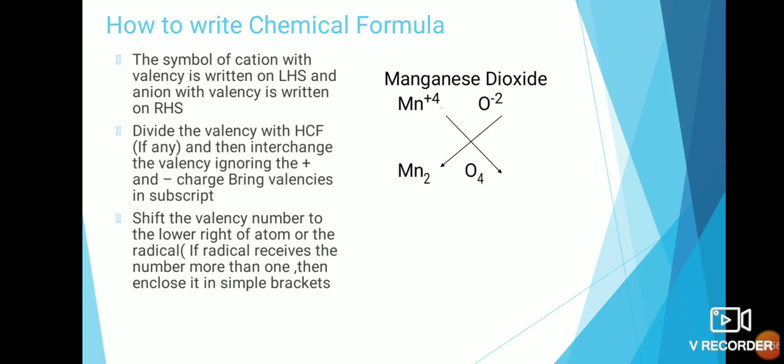Now if you remember the second point, you can see on the screen, divide the valency with HCF. That means here my highest common factor is 2. So I will divide 2 by 2 and 4 by 2. When I divide 2 by 2 in manganese, the remaining is 1. We do not write 1 in chemical formula. And 4 by 2 is 2. So my remaining product is MnO2. That is the formula of manganese dioxide. To be very specific, that is the chemical formula of manganese dioxide.